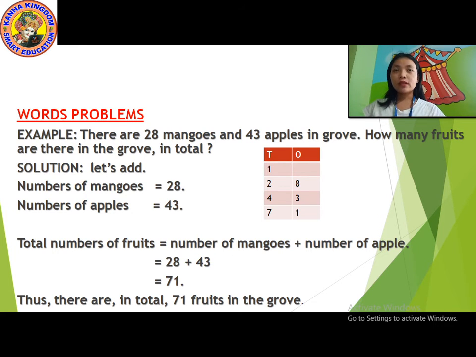Okay student, a word problem is like a story. First we have to understand what the question is saying, and after that we have to solve what the question is asking us to find out. Okay student, this is the way of solving a word problem.